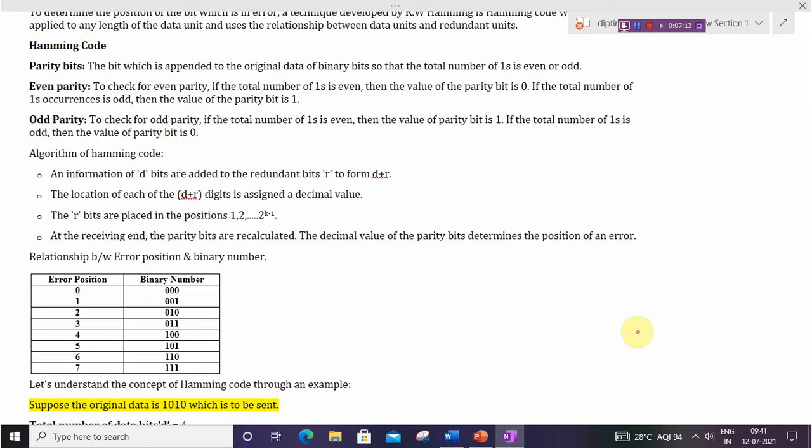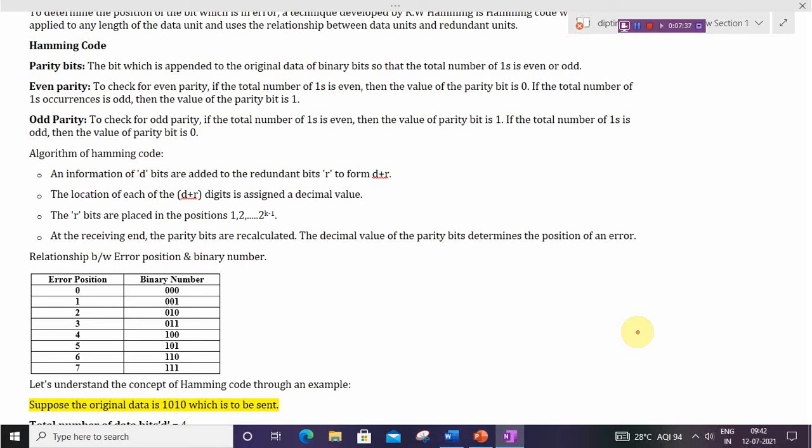Then the algorithm of Hamming code. The information of D bits is added to the redundant bits R. Means first of all we have to calculate the number of redundant bits by the formula 2 to the power R is greater than or equal to D plus R plus 1. By using this formula we can calculate the redundant bits.